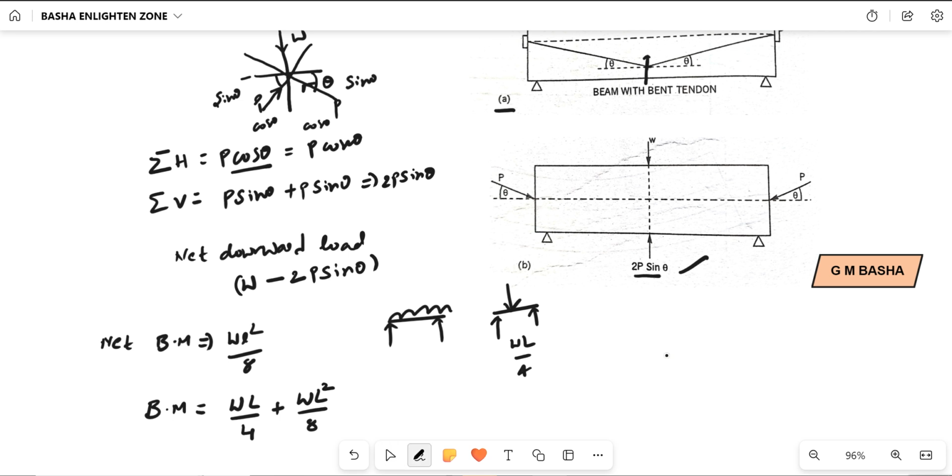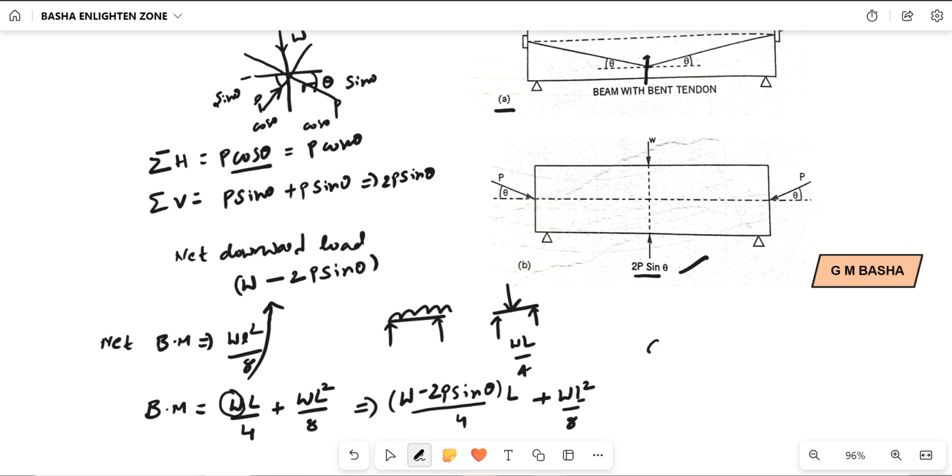And this one will be based on the given point load bending moment, which is exerted when the tendons are prestressed with a bent tendon. And again, what about this W? This W is due to the net downward load. Therefore, finally, (W minus 2P sin theta) by 4 into L plus WL square by 8. This is the net downward bending moment acting on the span.